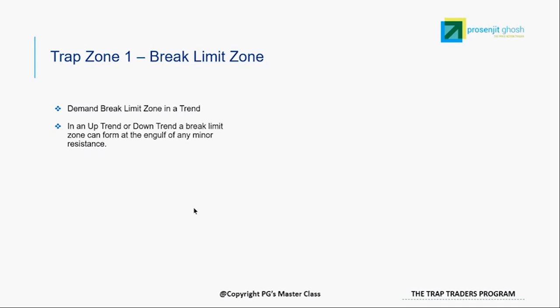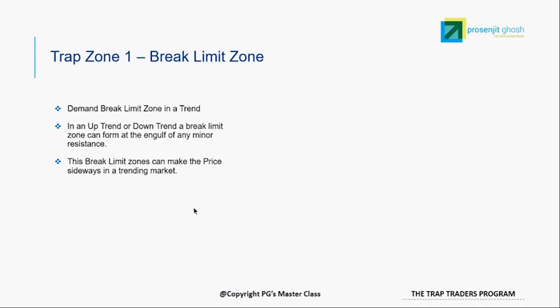So in an uptrend or downtrend, a break limit zone can form at the engulf of any minor resistance. In a sideways movement, we always have a major resistance and major support, right? But in a trend, any minor resistance or minor support creates a break limit zone. All the concept remains the same. The break limit zone can make the price sideways in a trending market.